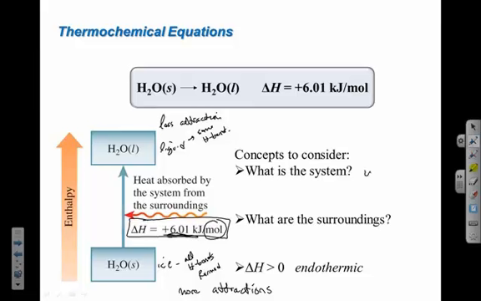So the system is the water, the surroundings would be the table or the room, whatever, a hot plate or whatever I'm using to melt the ice. And so energy is going from the surroundings to the system to break those attractions. And so that's a positive change in enthalpy. An increase in potential energy is a positive change in enthalpy. And so that's endothermic. Anytime I break attractions, it's endothermic.